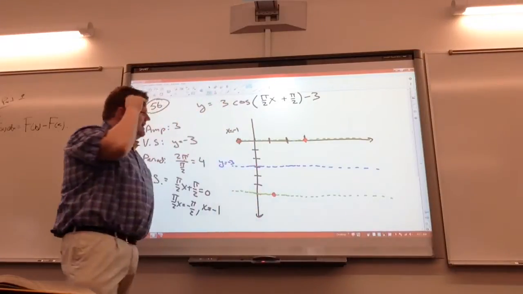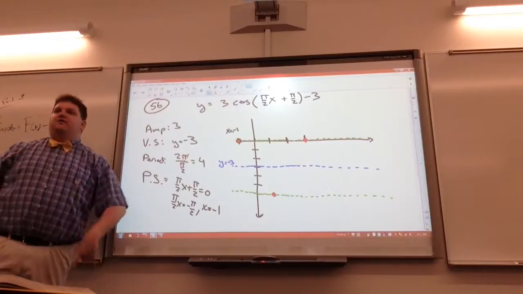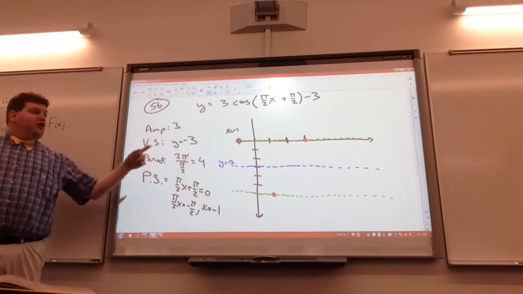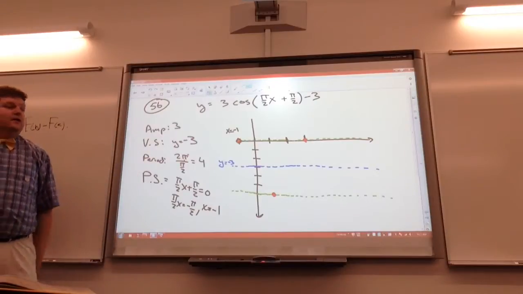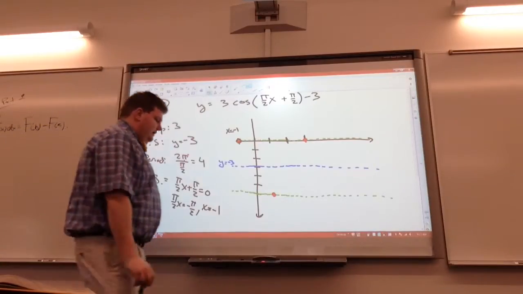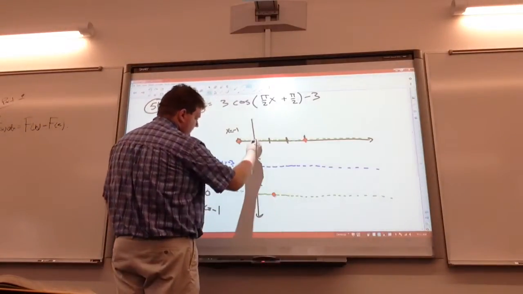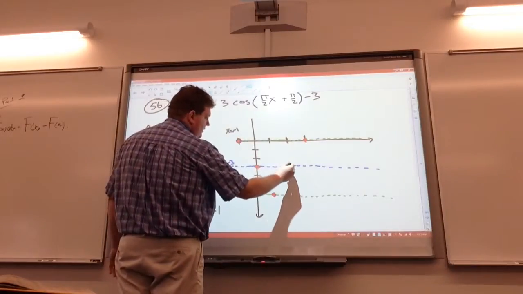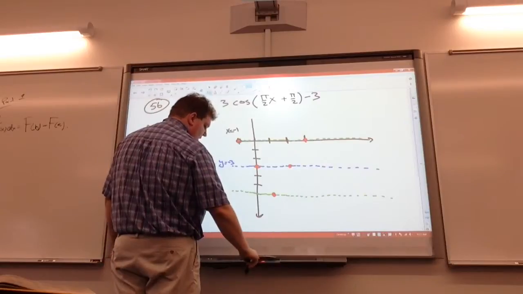And then at the quarter marks is where I'm going to have my next one. So at the 1/4 mark and the 3/4 mark, for the cosine, that's where it's going to hit the baseline. So where's my 1/4 mark? 0. And my 3/4 mark is at 2.